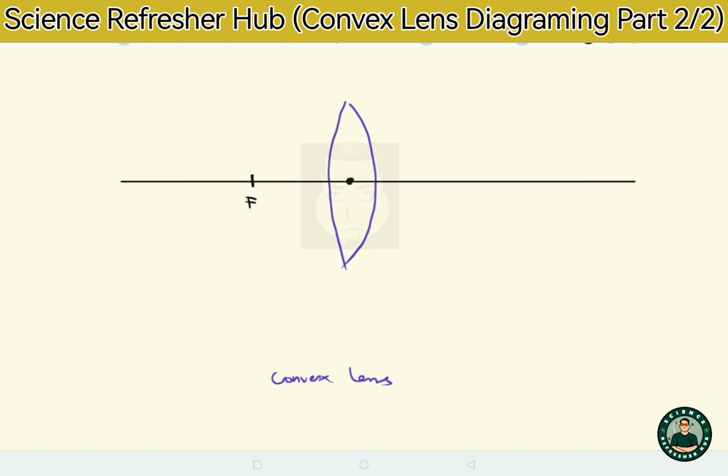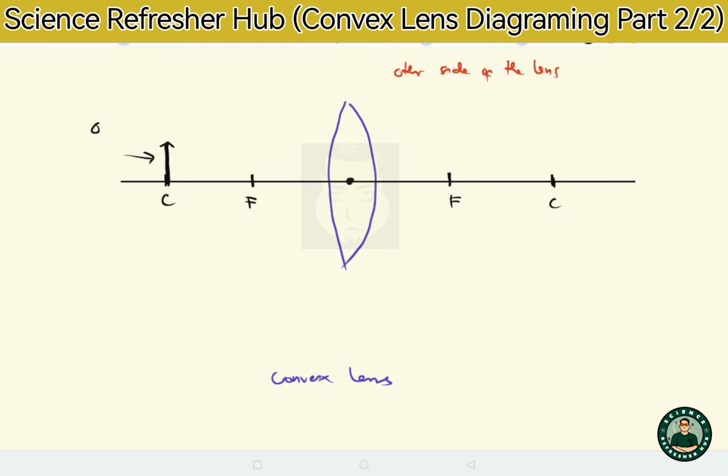Same measurement. You can have another point here. It's the center of curvature. Then we have the same length here with your F and then the center of curvature, and it's going to be on the other side of the convex lens.